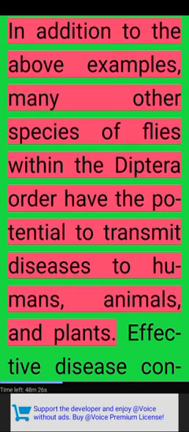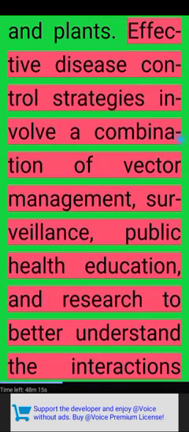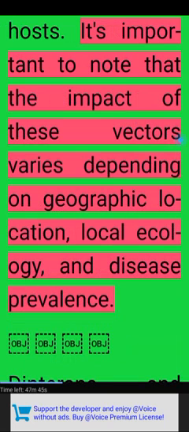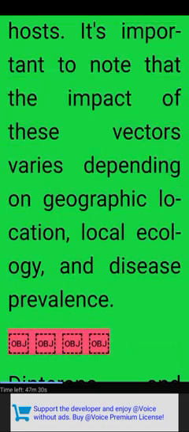In addition to the above examples, many other species of flies within the Diptera order have the potential to transmit diseases to humans, animals, and plants. Effective disease control strategies involve a combination of vector management, surveillance, public health education, and research to better understand the interactions between vectors, pathogens, and hosts. It's important to note that the impact of these vectors varies depending on geographic location, local ecology, and disease prevalence.